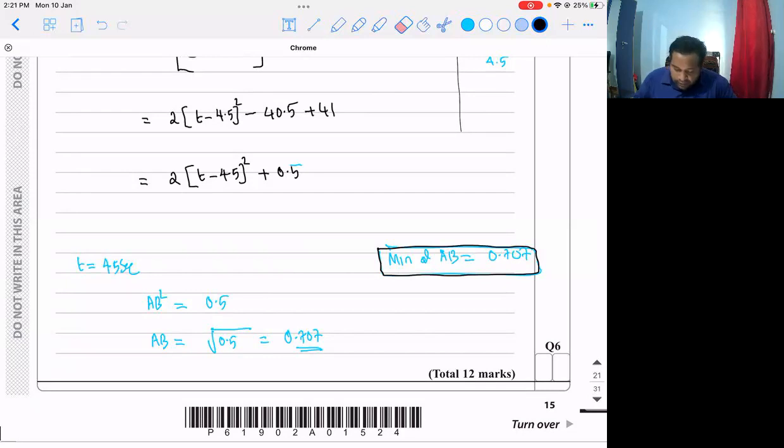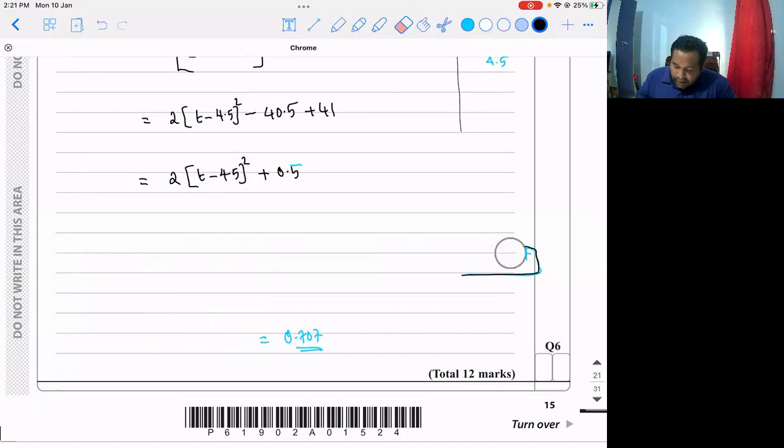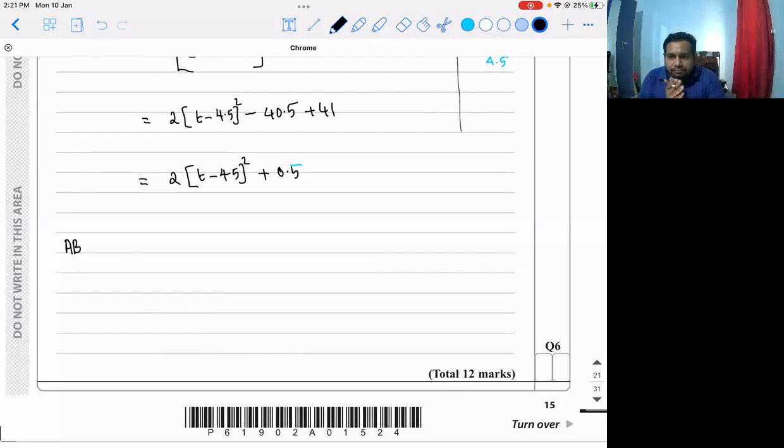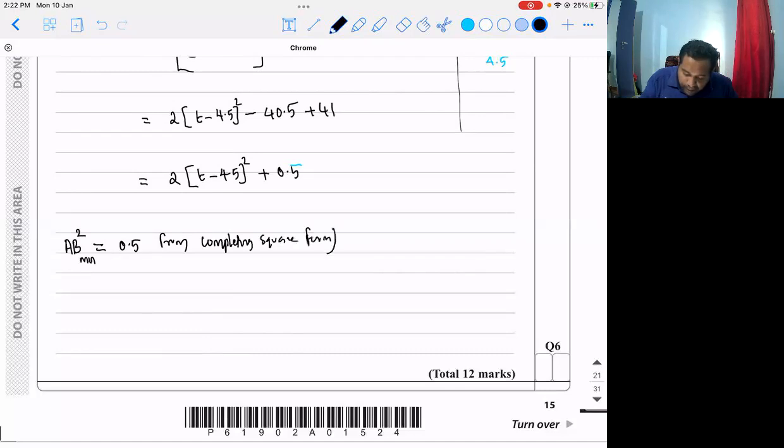So the minimum value is what? If you want, I can rewrite that. So what is that, my dear students? The minimum value of AB square is 0.5, right? Sorry. The minimum value of AB square is 0.5. From which one? From completing the square form. We derived, right?